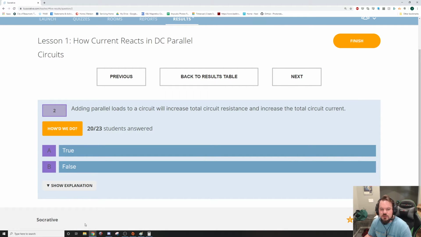Adding parallel loads to a circuit will increase the total, so this is false. Already covered this. It will decrease the total circuit resistance and increase the total current.